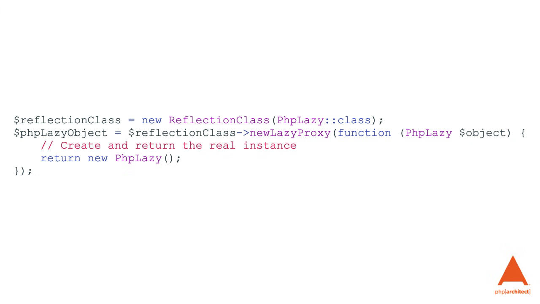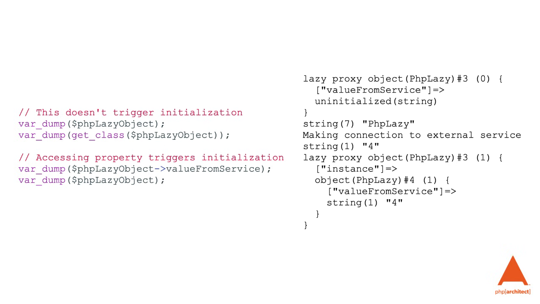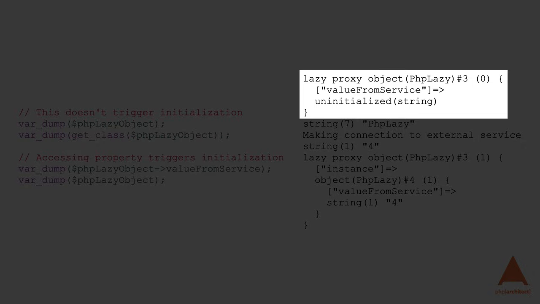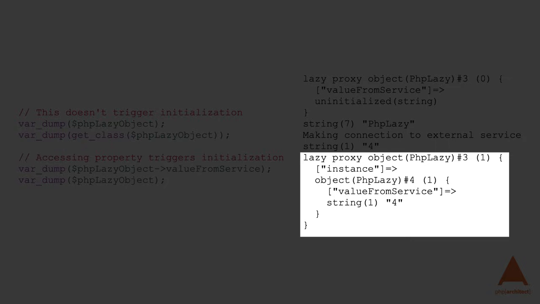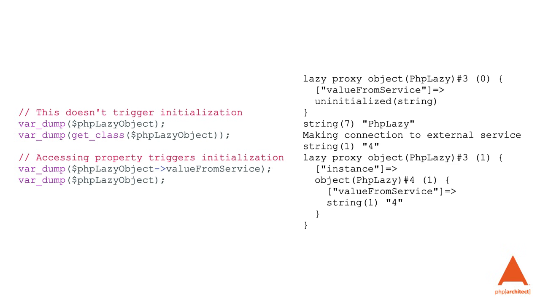Creating a proxy is very similar to our ghost example, except that we use the new lazy proxy function and return a new instance of the class. Now, the output of this is on the screen. You may notice that before we trigger the initialization, var dump shows lazy proxy object as the type, but after we trigger it, it still shows lazy proxy object as the type, but with a PHP lazy class inside the instance property. This is where we need to be aware of the differences between the ghost and the proxy versions.